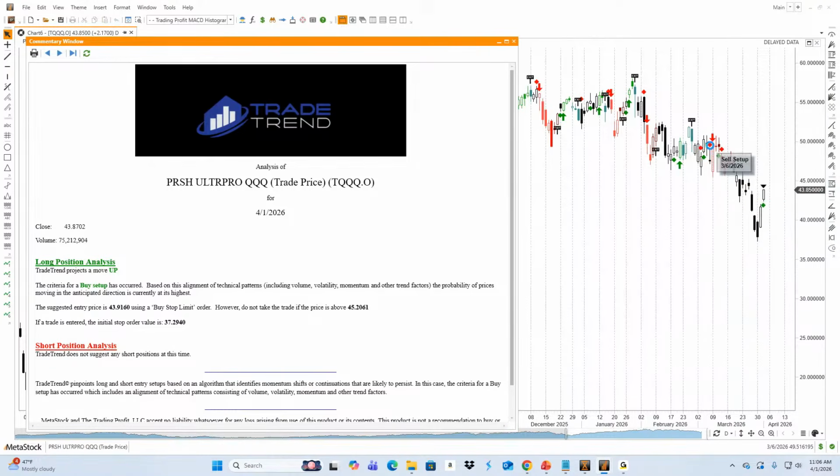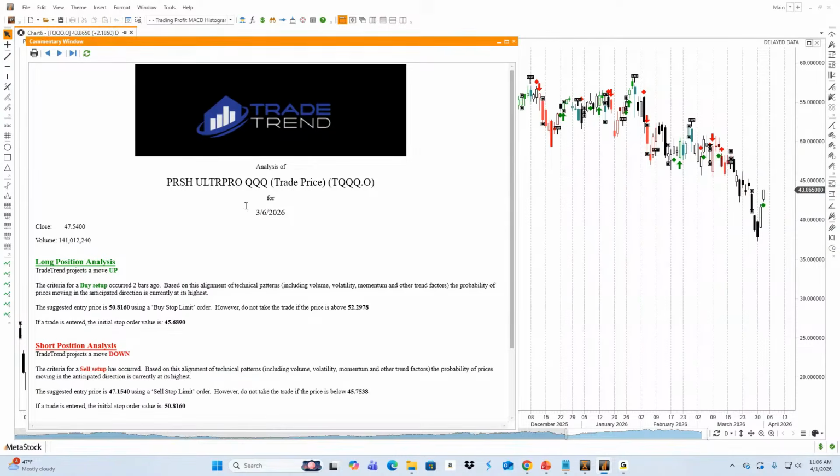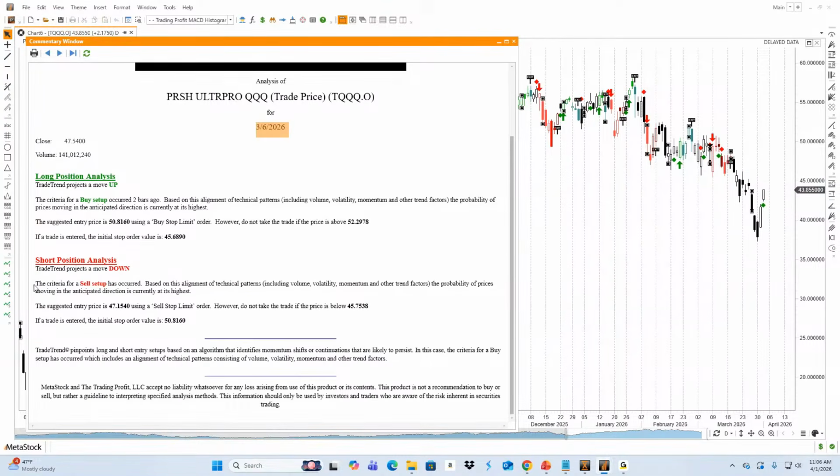Let's do this March 6th one. Okay, so if we go back to March 6th, it's going to tell us the criteria for a sell setup has occurred, and then it's going to give us a suggested entry price. So use a sell stop limit order if price trades down to 47.15. Well, it did, and that's why you see the confirmation arrow.